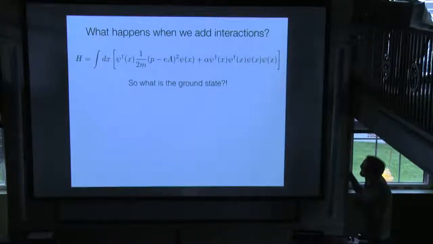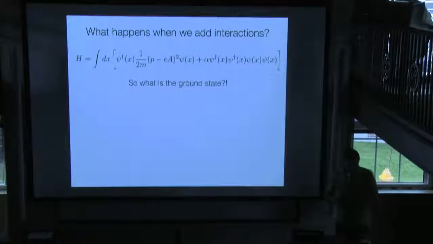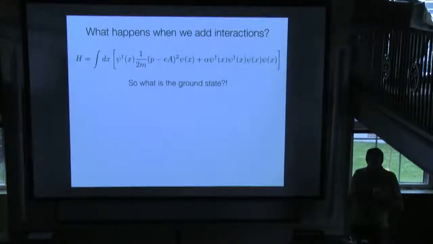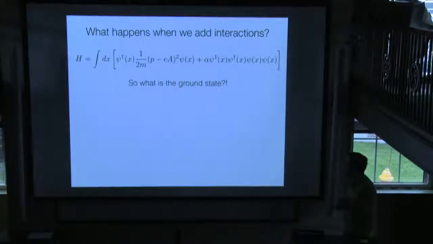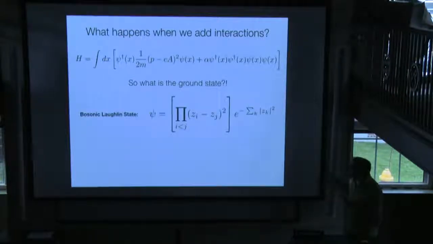Okay? So we've got this Hamiltonian, and then what I want to ask is, what is the ground state in the presence of that sort of short-range contact interaction between the particles? Well, it turns out Laughlin got a Nobel Prize for writing this down. And in part, it's because it's extremely simple.